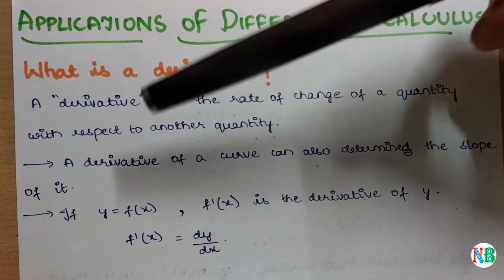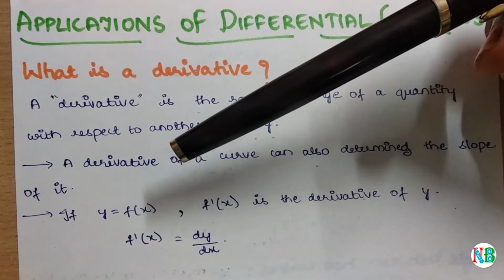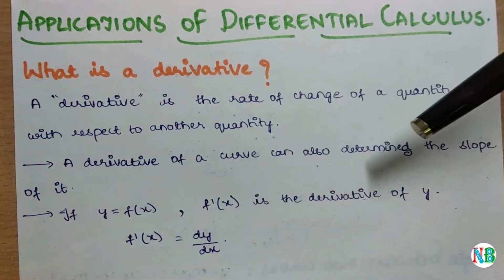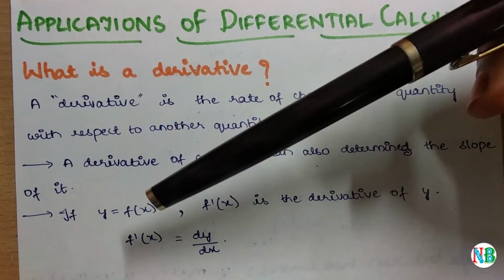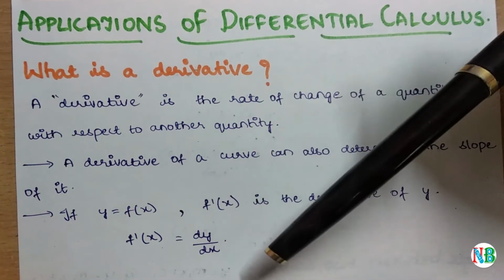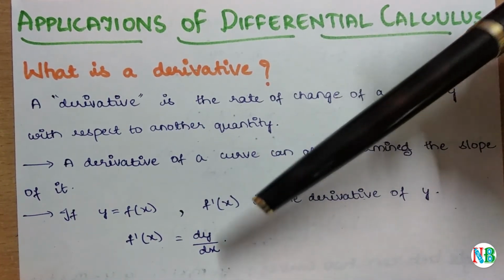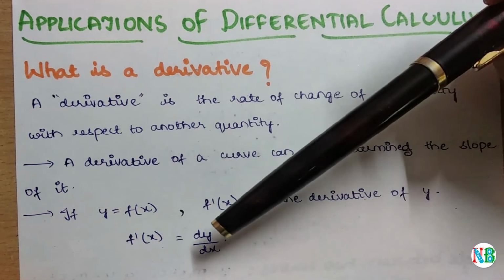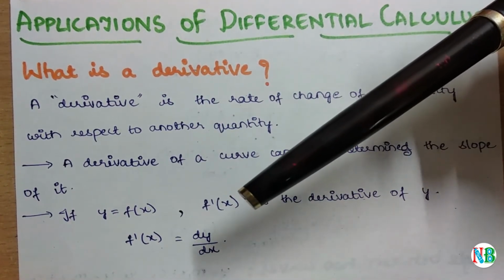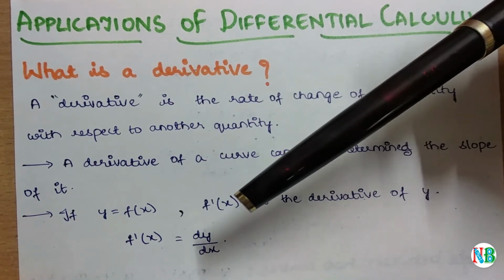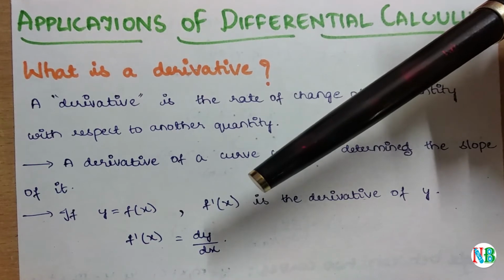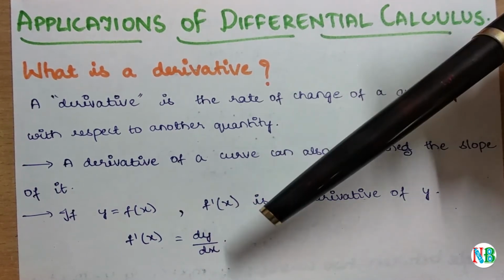See here, if y equals f of x is a curve, then f dash of x will be the derivative of y. So what is f dash of x? f dash of x is nothing but dy by dx. So when we substitute some point in dy by dx, the derivative curve equation, we get the slope of the tangent at that particular point on the curve.